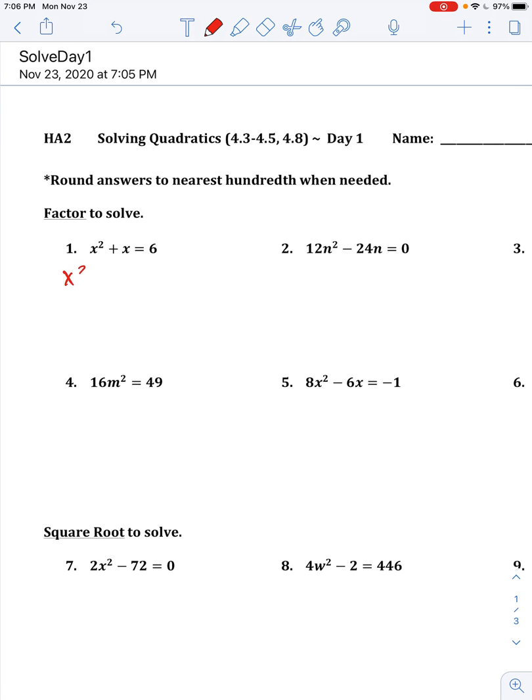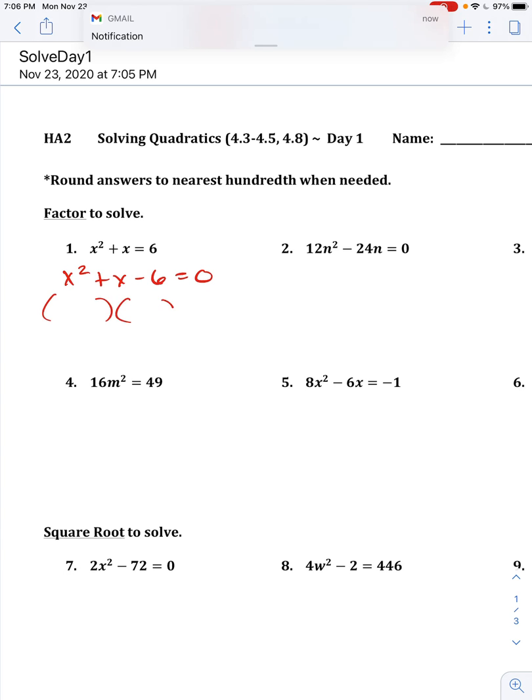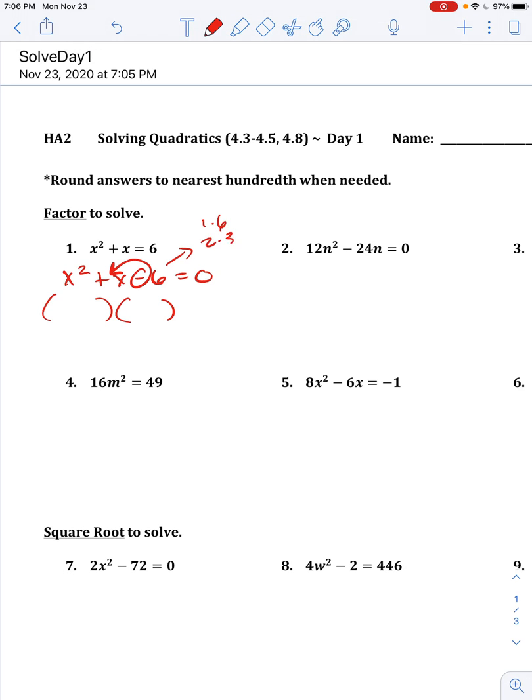So in this case, I would have x squared plus x, and to move that 6 over, I have to subtract it. Now I have to look for 6 in a way that will subtract to be 1. I'm thinking about the ways to make 6, and this combination of 2 and 3 is going to be my best bet because it will multiply to be 6, but subtract to be 1. Now this 1x is a positive, so I would need a positive 3 and a negative 2.